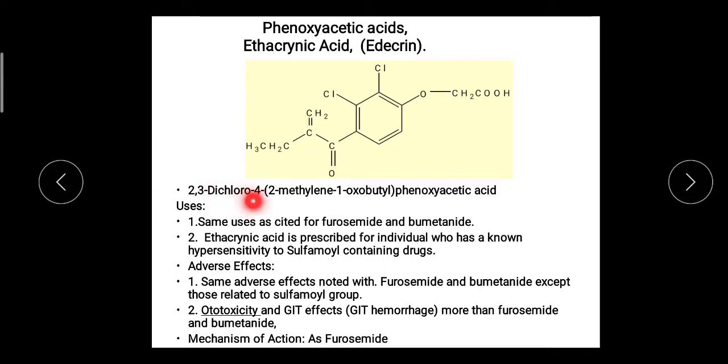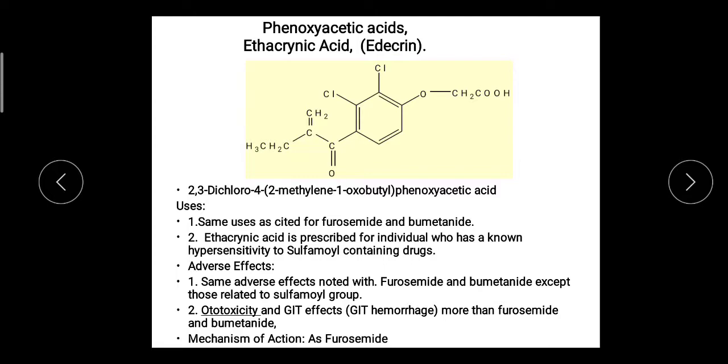The IUPAC name of ethacrynic acid is 2,3-dichloro-4-(2-methylene-1-oxobutyl)phenoxyacetic acid. So the basic moiety selected is the phenoxyacetic acid. Here we have the phenyl ring, oxygen and acetic acid. Phenoxyacetic acid. Numbering starts from this carbon: 1, 2, 3, 4, 5, 6.